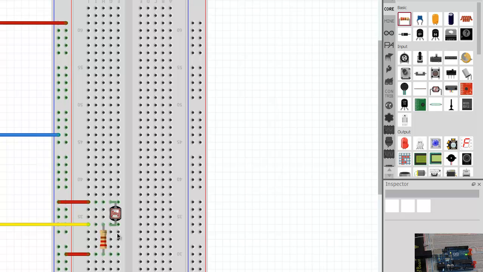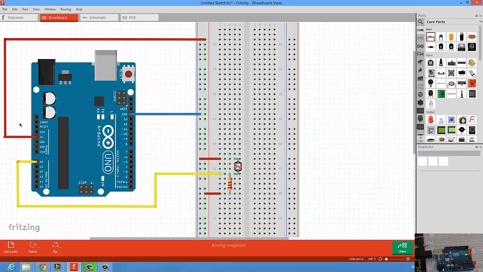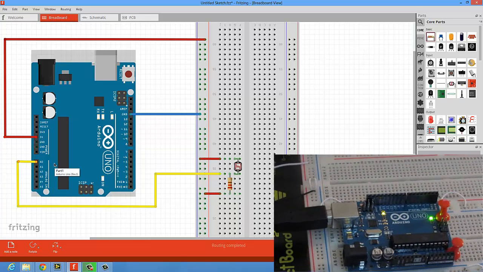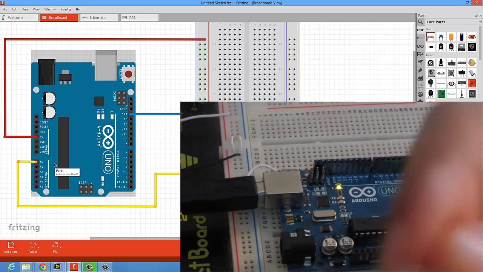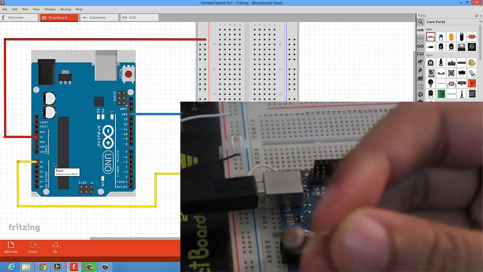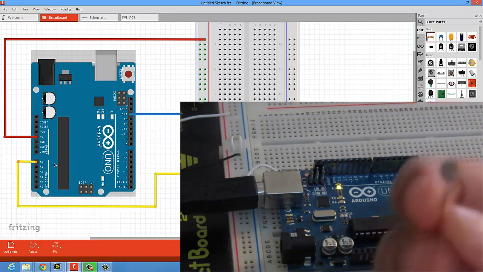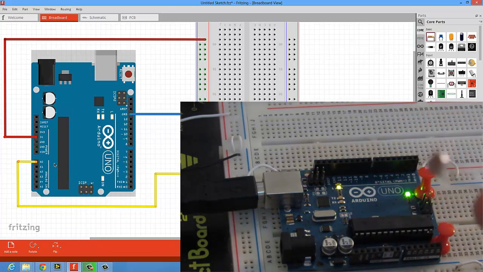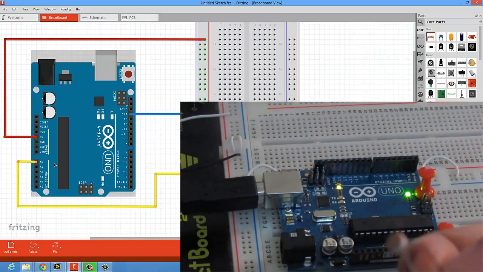Okay, so let's start this already. As you can see here, we have 5-volt VCC running to this point and ground to this point, and then the output from the voltage divider goes into A0 of the Arduino. If you want to see the LDR sensor, here is the LDR sensor. It's just a normal resistor. As light changes, it will change its resistance value.